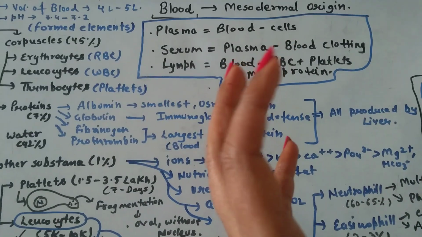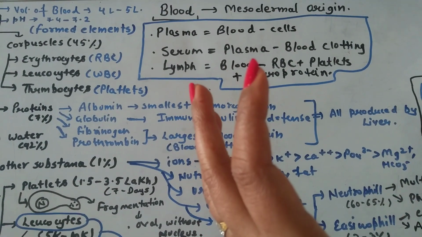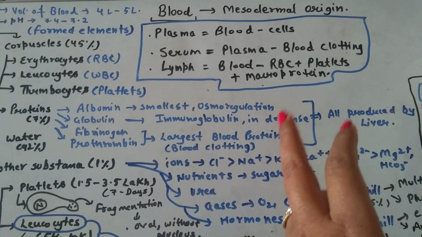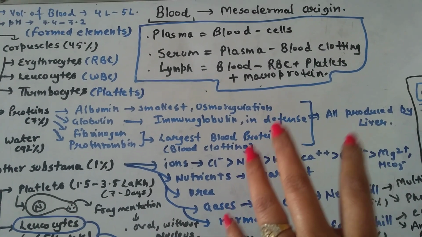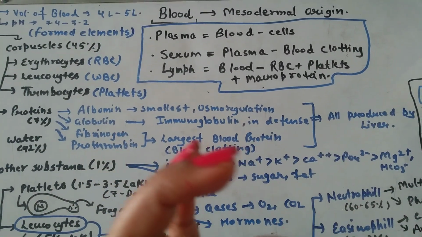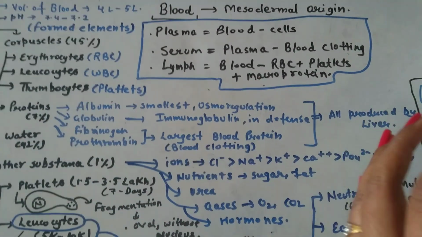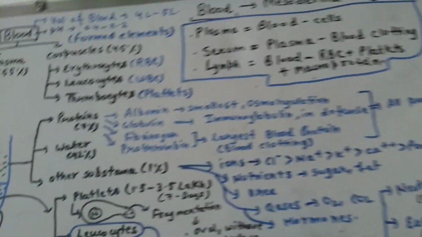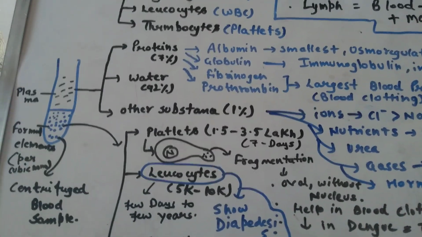You all know that RBCs give the red color to the blood, because RBCs contain hemoglobin, which is the carrier of oxygen and carbon dioxide gases. So we can say that if RBCs, platelets, and some macroproteins are removed from the blood, then it is your lymph. So again, let's come back to the fractions of blood.